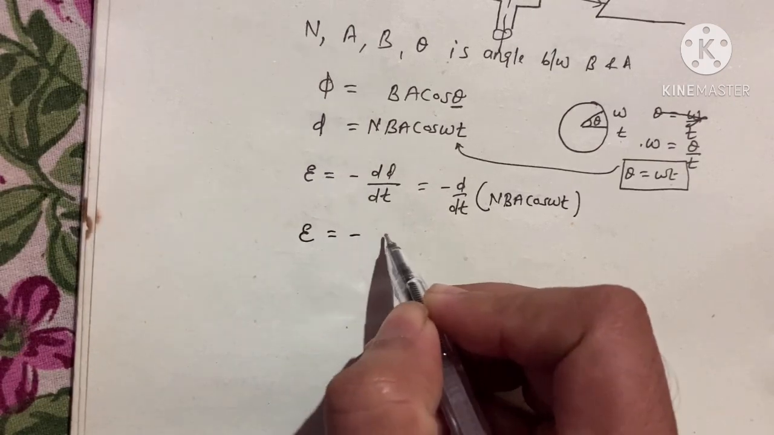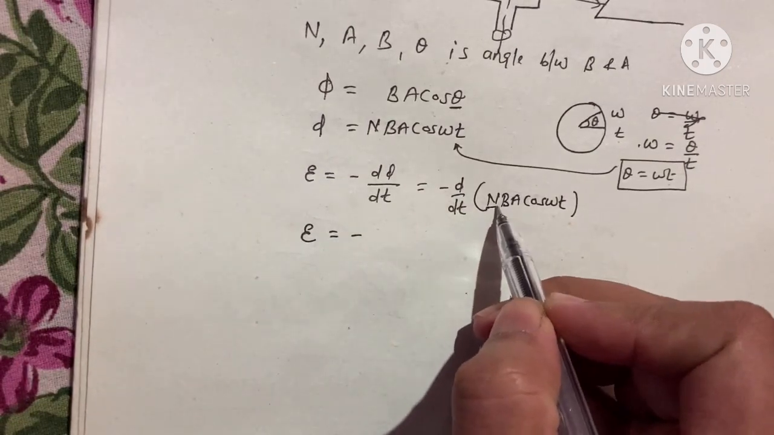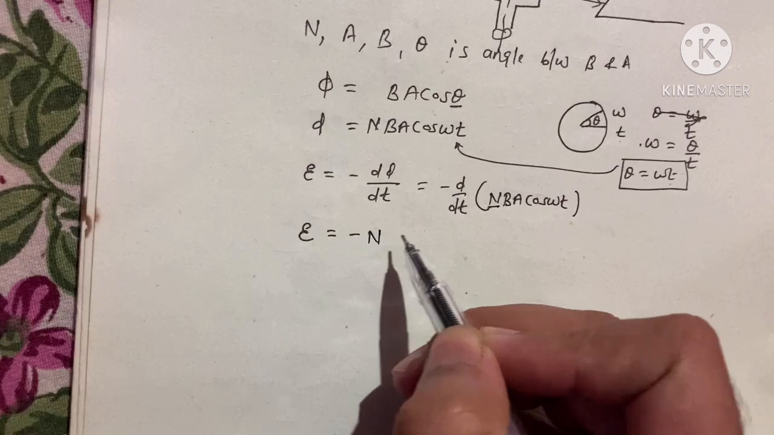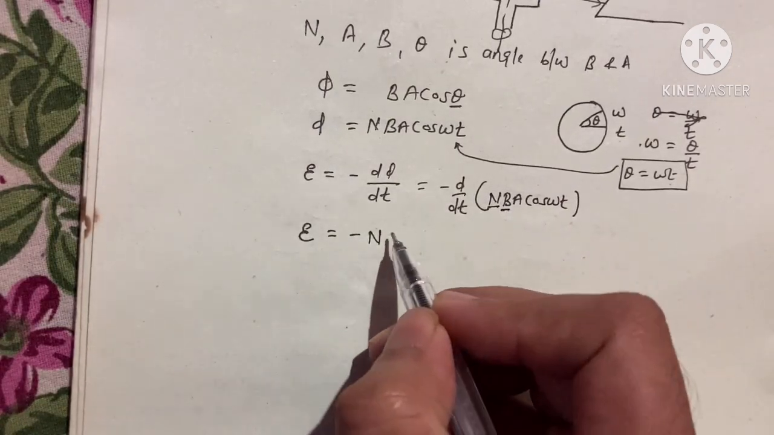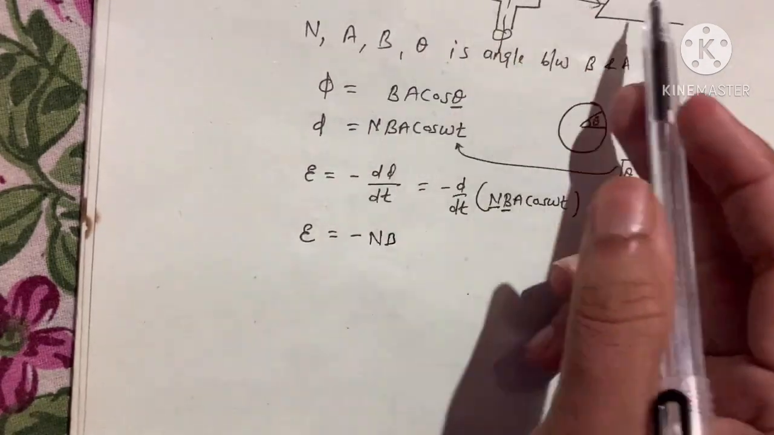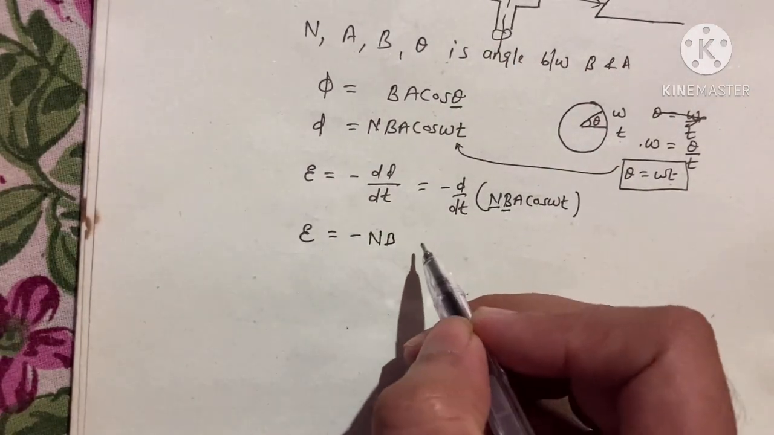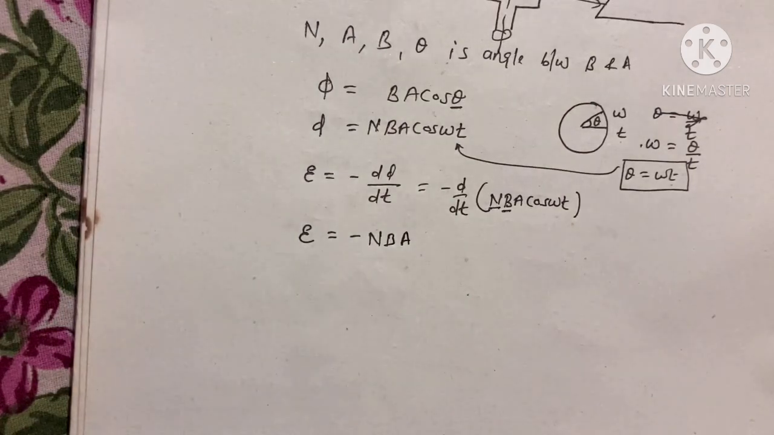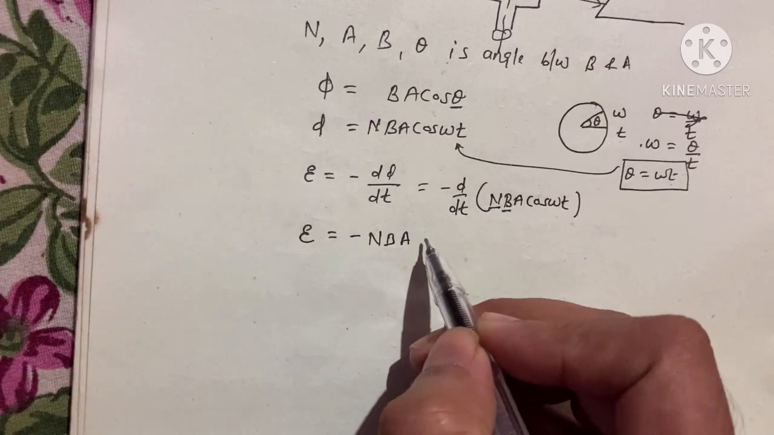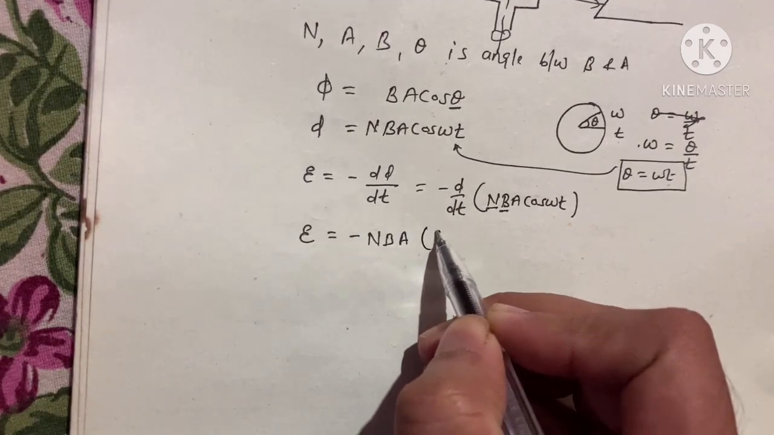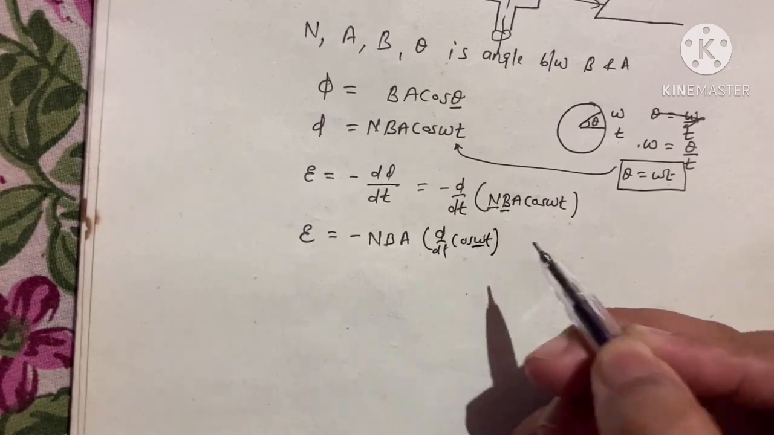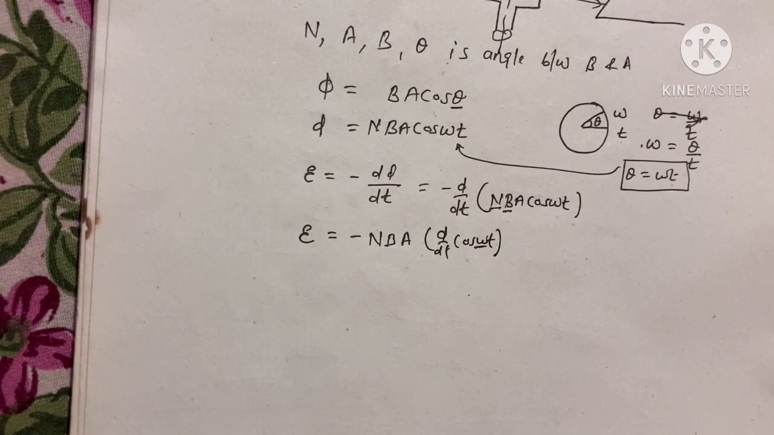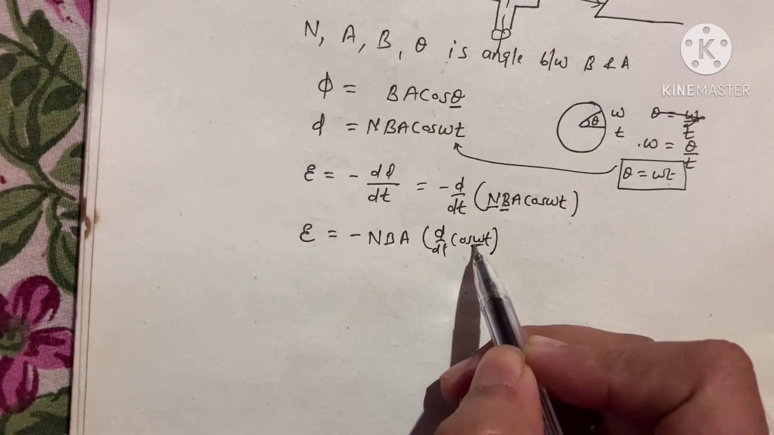When you differentiate it, you will get the induced EMF. So E is equal to minus, now this n is the number of turns, it will come out because it is a fixed number of turns. B is the magnetic field, it is also fixed, this magnet will not change its magnetic field, and A, the area of the coil, will also not change if it rotates and current flows. So you have to differentiate d by dt of cos omega t.